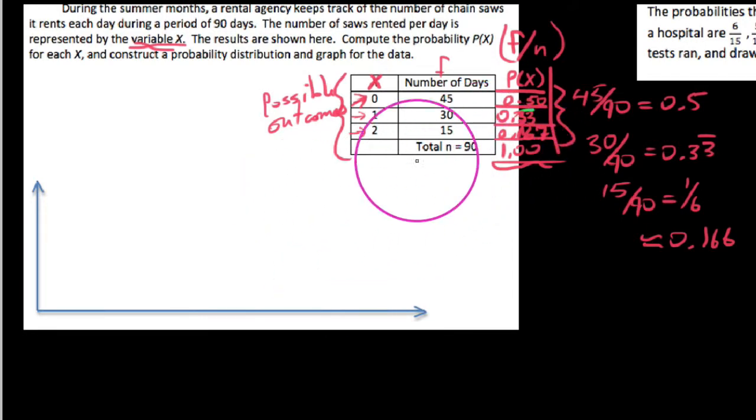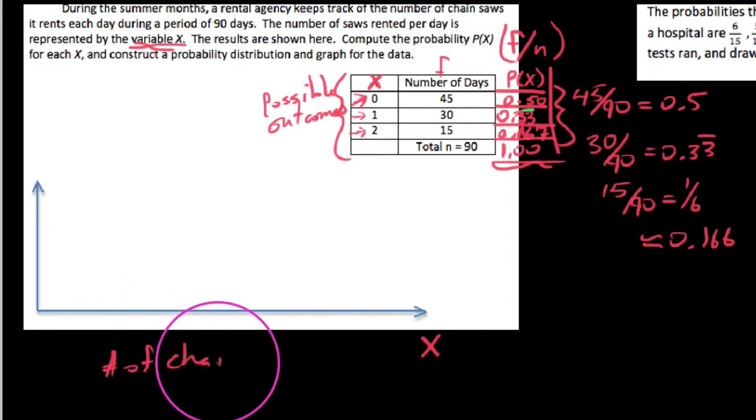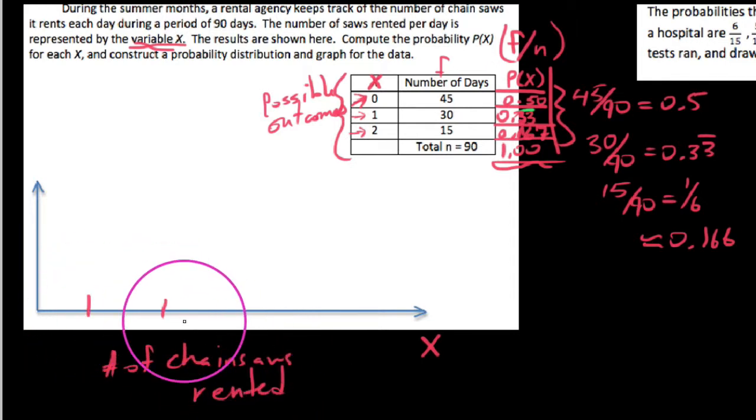So now we're going to create a probability graph of this probability distribution. Remember, we need to put our variables on here. We'll let our discrete random variable x be down here. We're going to call this the number of chainsaws rented on a given day. We either rented 0, 1, or 2 chainsaws. We have 0, 1, or 2.